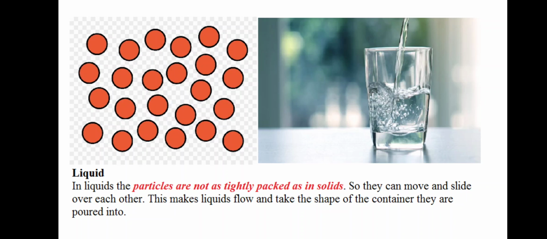Because the particles are not tightly packed. As you can see, in liquid the particles are not as tightly packed as in solid. So the particles can move and slide over each other. This makes liquid flow and take the shape of the container it is poured into. So when you pour the water, it changes shape, it slides. These particles slide over each other and take the shape of the container they are poured into. Like you pour water in a bottle, it takes the shape of the bottle. If you pour water into a pan, it takes the shape of the pan. So likewise, liquid takes the shape of the vessel it is poured into.